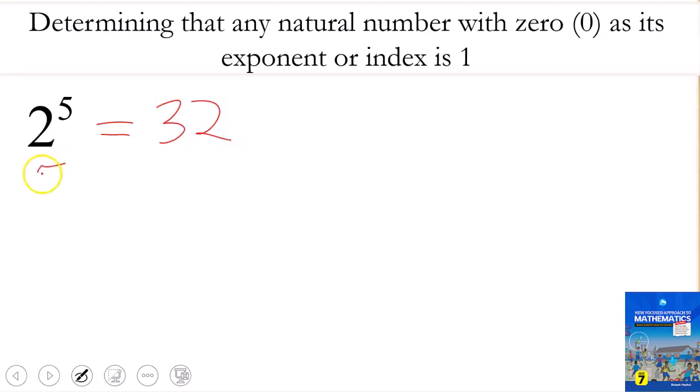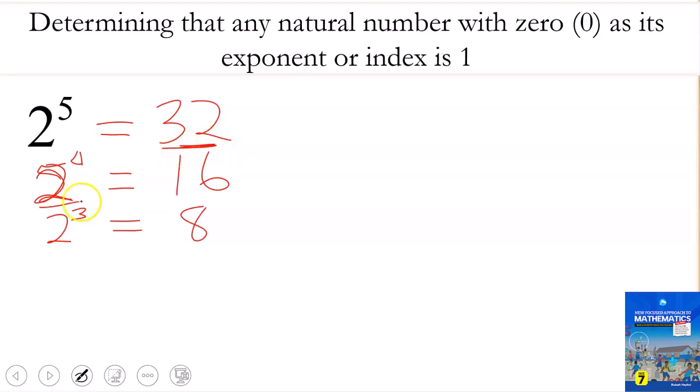If we reduce the exponent by 1 and we come to 4, then that is going to give us 16. If we reduce the exponent by 1 again, I get to 2 to the power 3, I have 8. Now let's observe a pattern here. We are reducing the exponent by 1, by 1, by 1. Let's see what happens to the result. 2 to the power 5 is 32. When I reduce it by 1 to 2 exponent 4, I divide 32 by the base 2, I get 16.